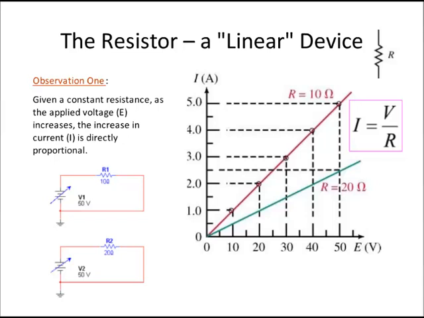The same thing would apply in the second circuit. This time we've increased the resistance, so from Ohm's law, V is equal to IR, then we would suspect that if we increase the resistance, then we would see less linear current, and that is the case. We notice that when it's 10 volts applied, we've only got a half of an amp. 20 volts applied, we've got 1 amp. 30 volts applied, we've got 1.5 amps, and so on. So the resistor is a linear device.